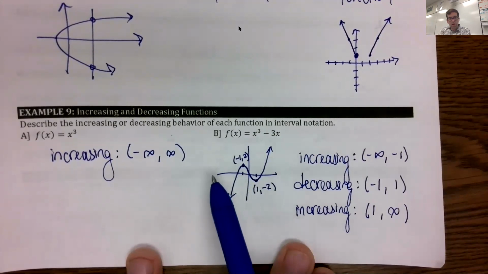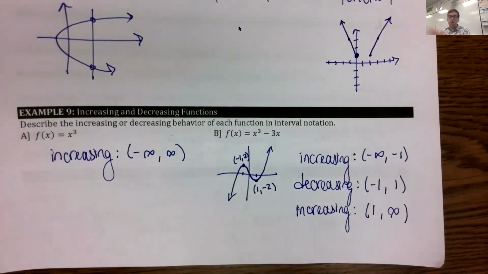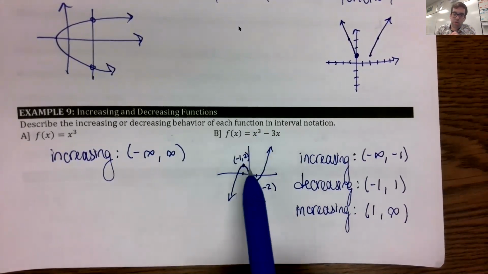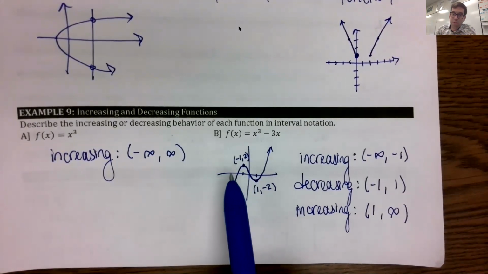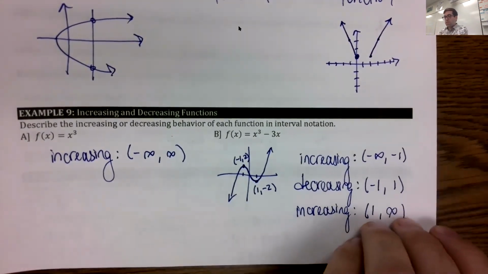Maybe you even want to drag your pencil or your pen along the x-axis so that you can tell those are the values that we want to write down, not the y values. Don't include the 2 and the -2 here. Those might be the maximum or the minimum values, but they're not part of the domain where we're increasing or decreasing, all right? Okay, that brings us to example 10.